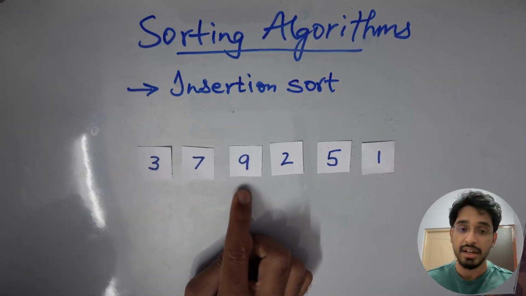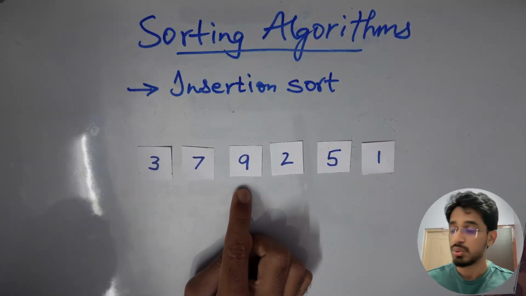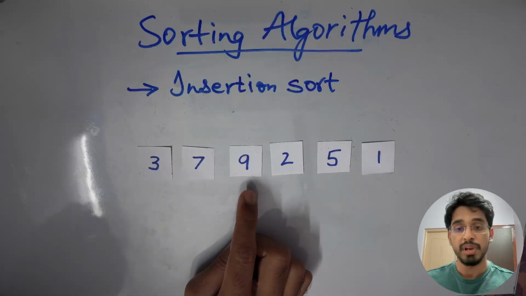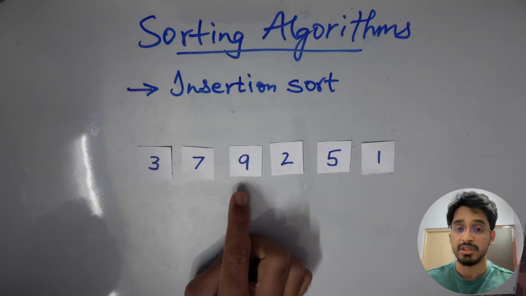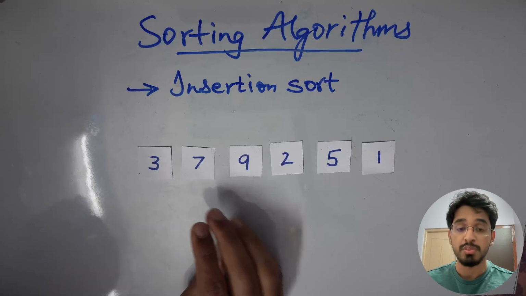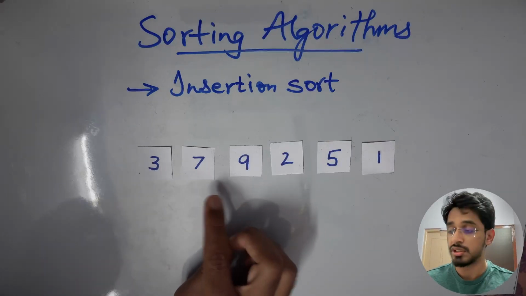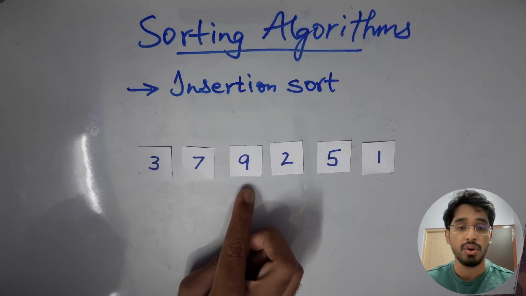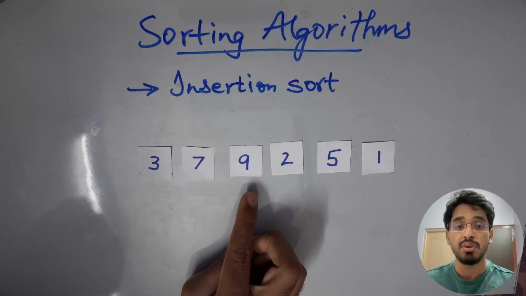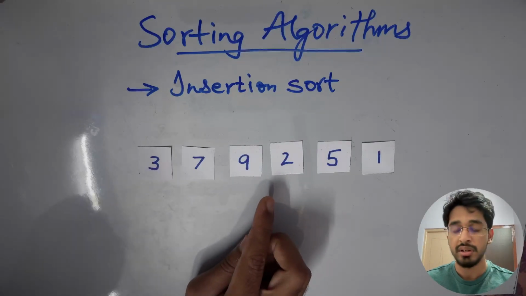Now we go to the second index, that is the number 9. We check which index it has to go to make the left side of the portion sorted. We don't need to make a shift because 3, 7 and 9 are already sorted. Then we go on to the next number. I hope you get the idea of how we need to do this.